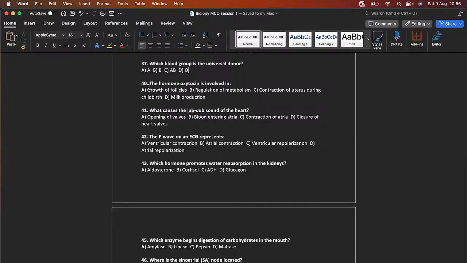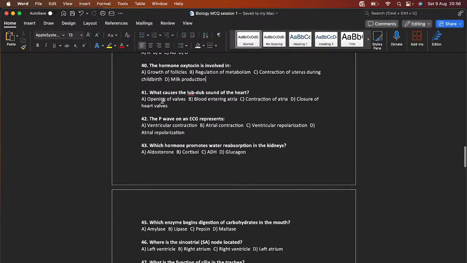The hormone oxytocin is involved in growth of follicles, regulation of metabolism, contraction of uterus during childbirth, and milk production. So oxytocin is important for the contraction of the uterus during childbirth. Remember that. What causes the lub-dub sound of the heart: the opening of the valves, blood entering the atria, contraction of atria, or closure of the heart valves? It's the closure of the heart valves that creates the lub-dub sound.